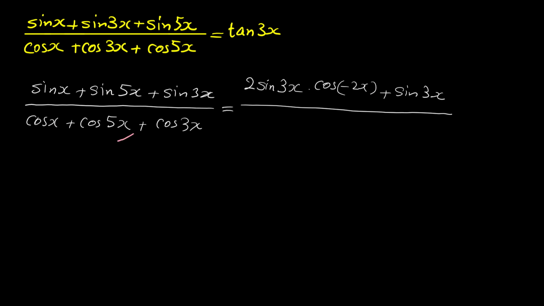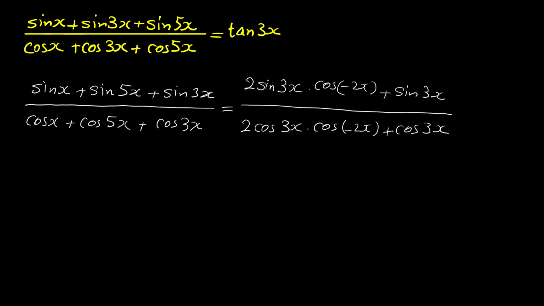We want to write these two terms in the form of a product, sum to product: cosine of x plus cosine of 5x equals 2 cosine of the sum of the angles divided by 2. x plus 5x is 6x divided by 2, which will be 3x, times cosine of the difference of the angles over 2. x minus 5x divided by 2 again would be negative 2x, plus cosine of 3x.